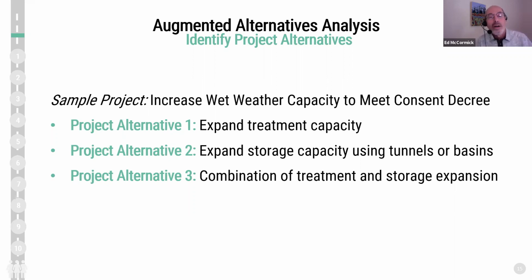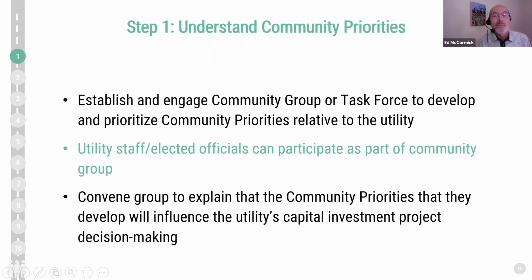In this case, 1 is expanding your treatment capacity to address your wet weather. A second could be expanding just your storage capacity, whether using tunnels or storage basins. And a third alternative could be a combination of treatment and storage expansion. So once you've identified your project alternatives, you go through the 10-step process in order to, at the end of the day, select your alternative that has the highest benefit to cost ratio. So next slide, we're going to start moving through the 10 steps.